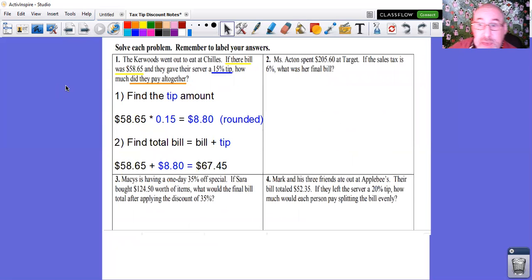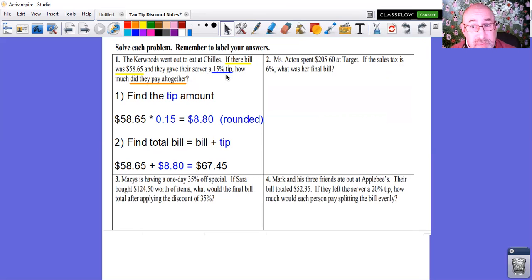All right, so here we have four problems. The first one I do for you, you're going to, of course, fill in your information, and then the other three are your responsibility. You are going to do those as your grade. You do them just like I've done number one. So the Kerwoods went out to eat at Chili's. If their bill was $58.65, and they gave their server a 15% tip, how much did they pay altogether?